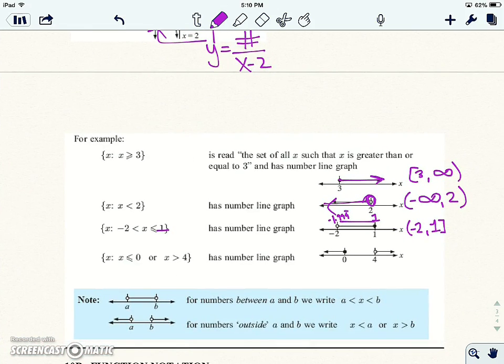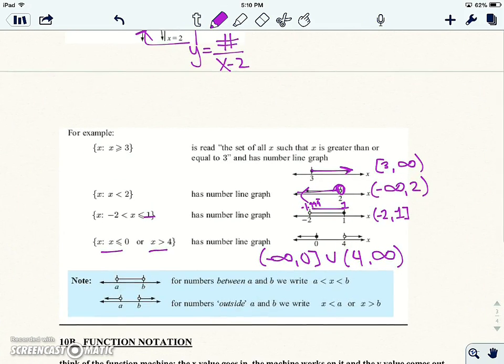Or we could have the "or" issue where x could be less than 0, so from negative infinity to 0. But we're jumping over, and then x can be 4 up to infinity. Okay, just a little side note.